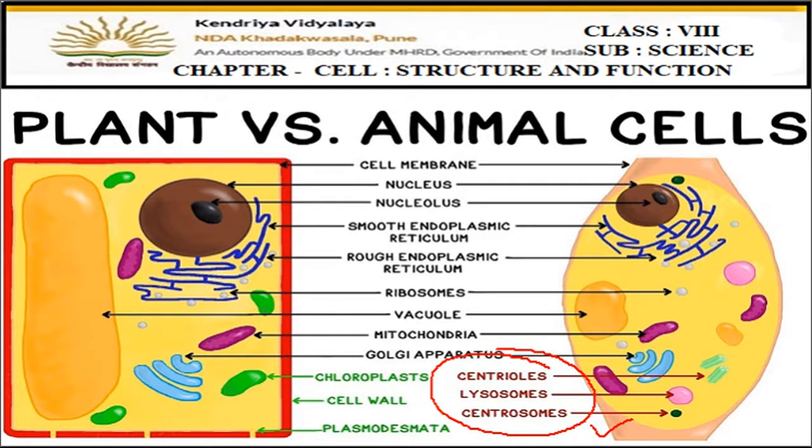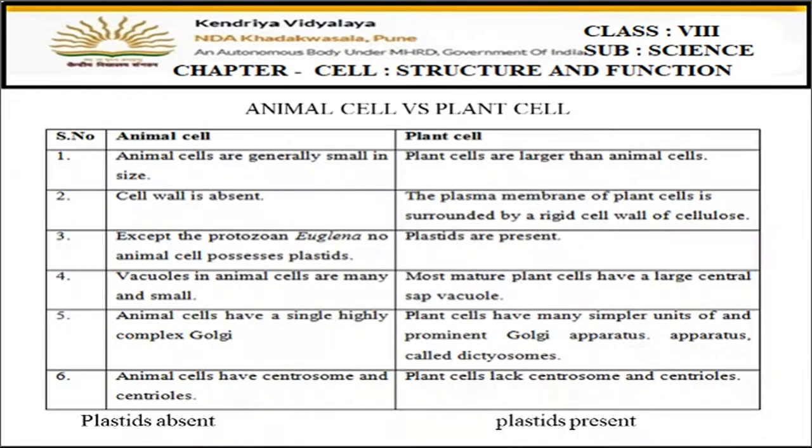Okay. Now let us see the next slide and try to again find the difference. The first difference is that animal cells are generally small in size and plant cells are larger in size. Then cell wall is absent in animal cells, cell wall is present in plant cells, and the cell wall, I told you, is made up of cellulose. Okay. Now plastids are absent in animal cells and plastids are present in plant cells.